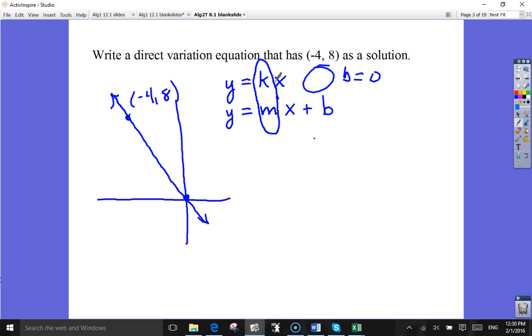y2 minus y1 divided by x2 minus x1. But if x1, y1 is (0, 0), in the end it's just y divided by x. Right? For the slope of a direct variation, it's just the y-coordinate divided by the x-coordinate. So here I can fill it in. I can go m equals 8 minus 0 divided by negative 4 minus 0. But that's just 8 divided by negative 4, which is negative 2. So here's the equation. y equals negative 2x.